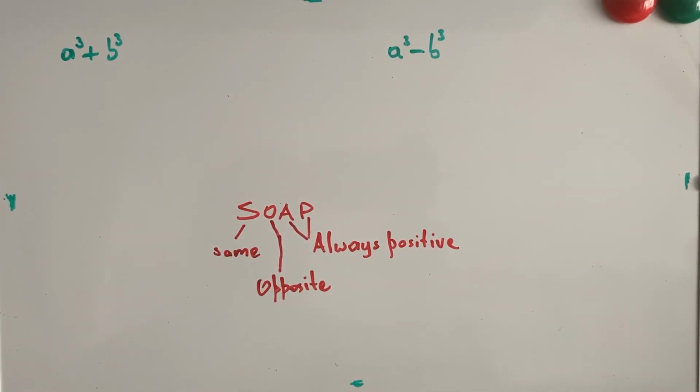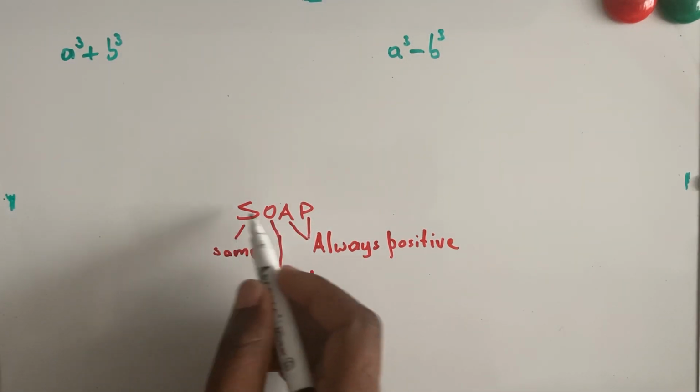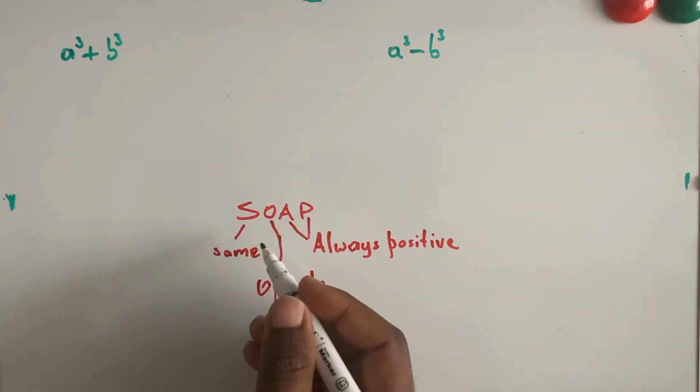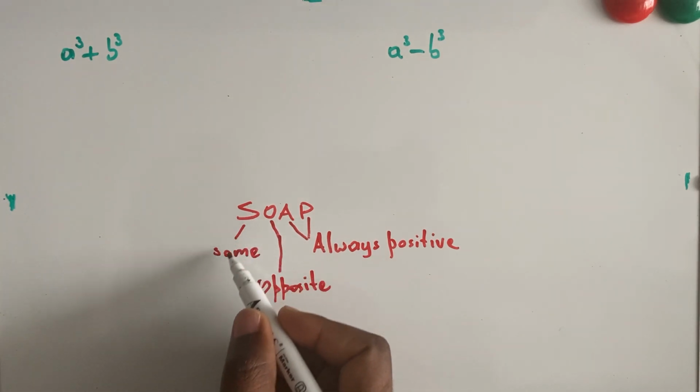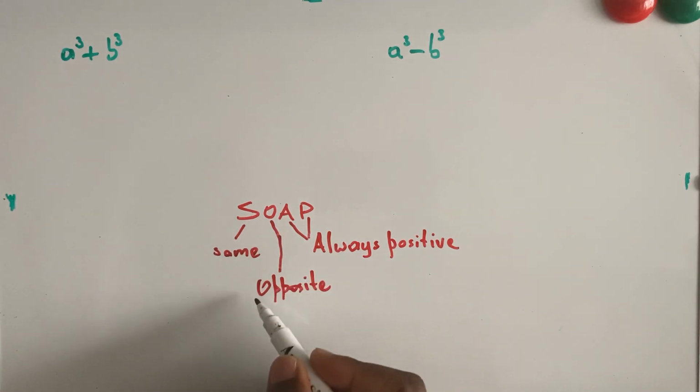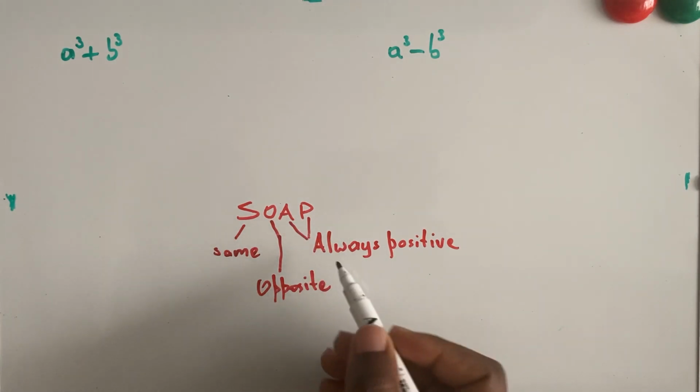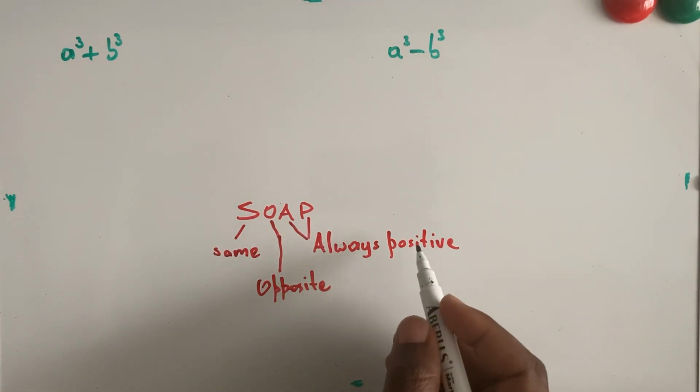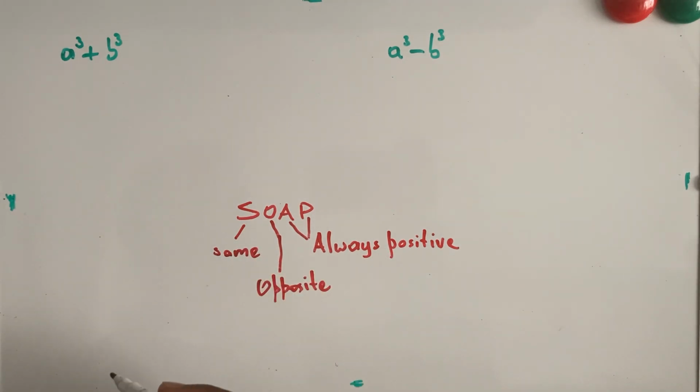Hello guys, in this video I'm going to show you how to factor difference of cubes and sum of cubes. Now one way to memorize these is by using what I put there as SOAP. SOAP, so one word you can use just to memorize them. The S stands for same, O for opposite, A P always positive, okay? And I'm going to show you what I mean by that, okay?